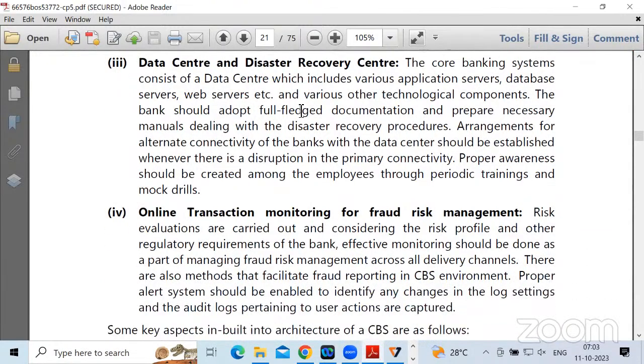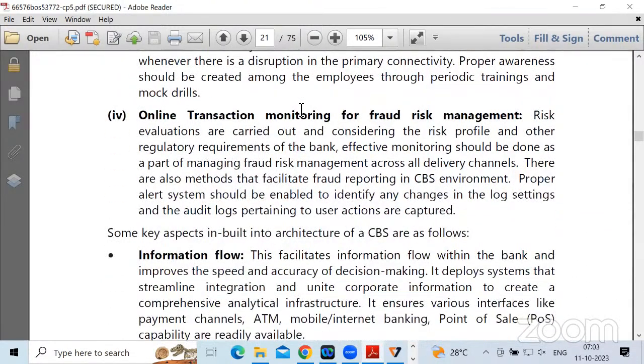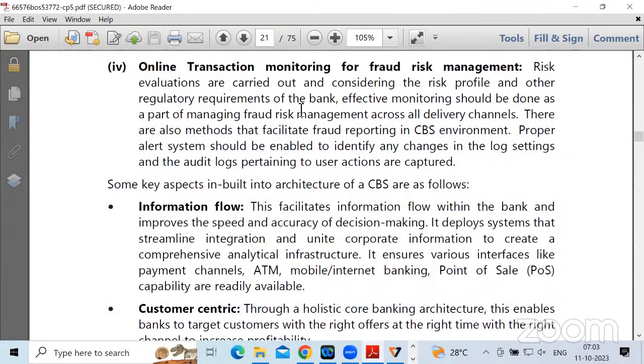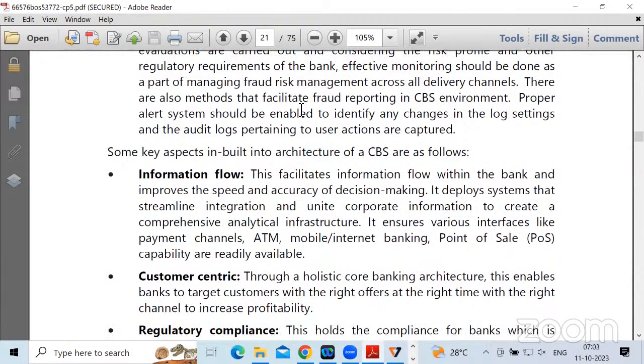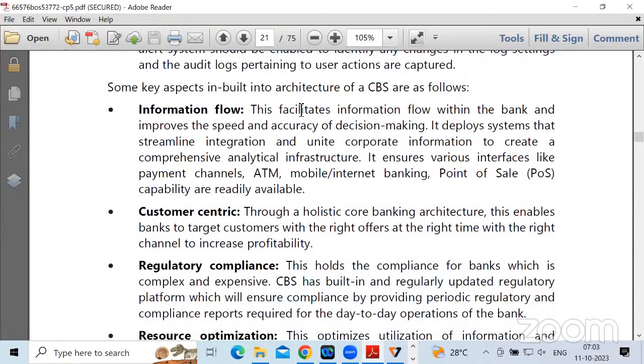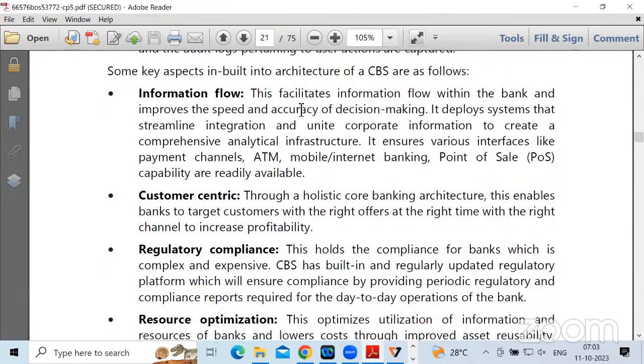Then data center and recovery center, it is backup. Online transaction monitoring for fraud risk management. That is, you have to check for any kind of suspicious activities going on by monitoring the online transactions.